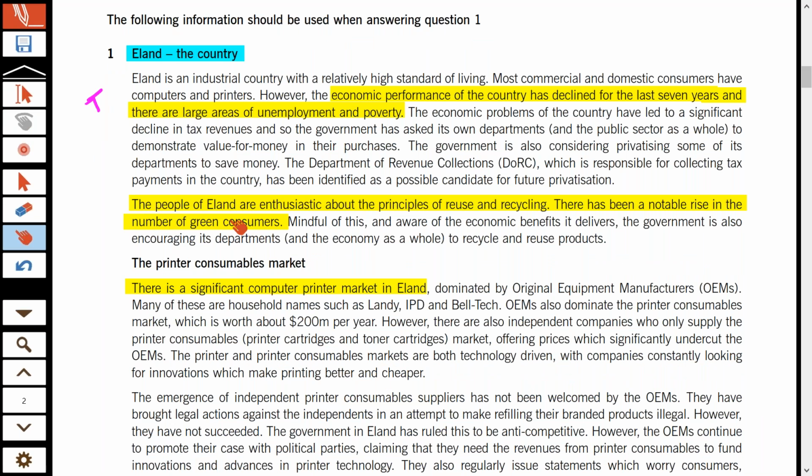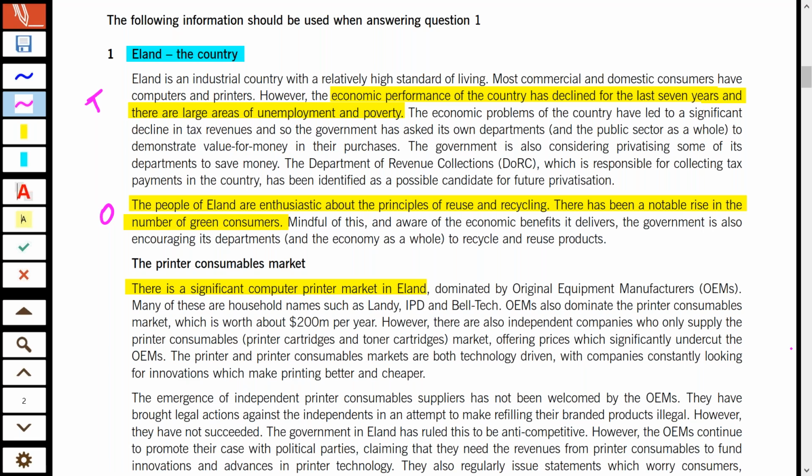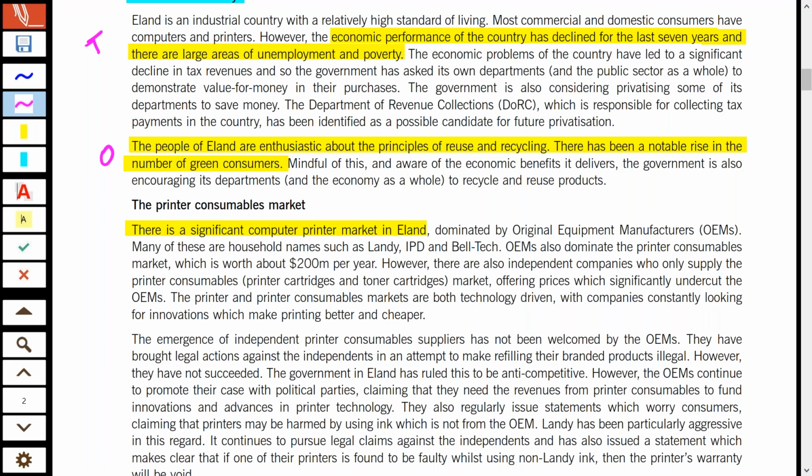The people of Eland are enthusiastic about the principles of reuse and recycling. There has been a notable rise in the number of green consumers. It sounds pretty good to me. Notable rise, enthusiastic. I think it can fit into opportunity. It's an external thing. It talks about the people, and it's a good thing. There is a significant computer printer market in Eland. That's good. You know, a significant market is always good for any business opportunity.